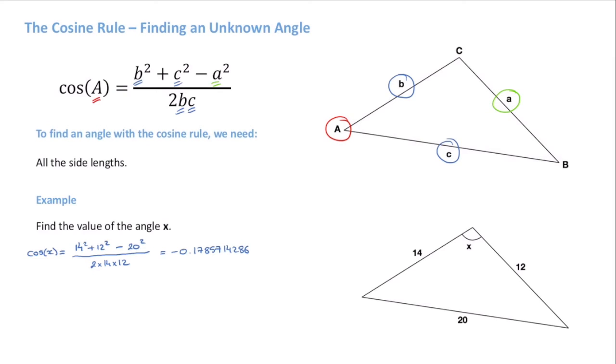And so to find the value of x, we use the inverse cosine function with our calculator. And so we would have x equals inverse cosine of negative 0.17857 14286. And so rounding to 3 significant figures, we find that x is equal to 100 degrees. And that's to 3 significant figures. And there we go. That's how we use the cosine rule to find an unknown angle.